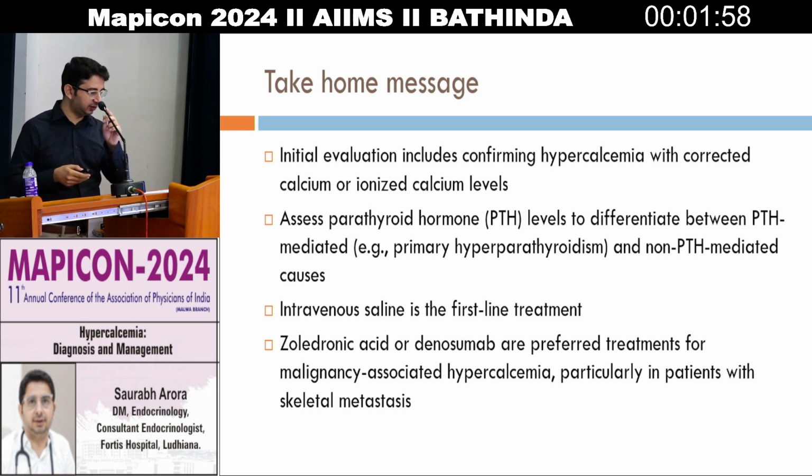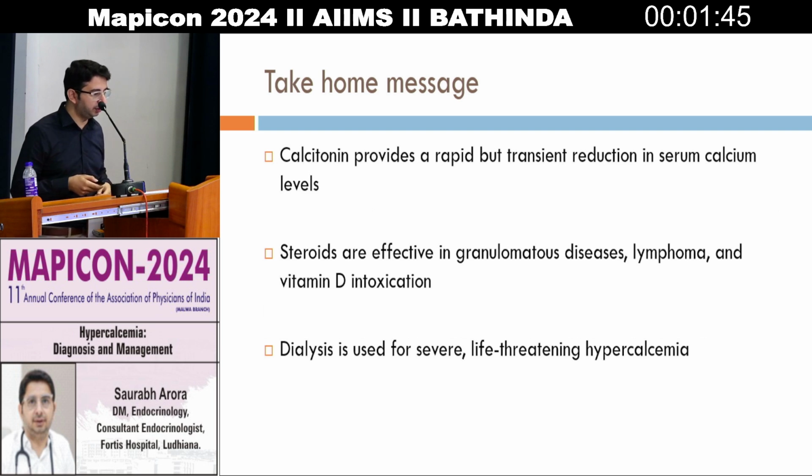IV saline is the first line treatment. Zoledronic acid or denosumab are preferred treatments for malignancy associated hypercalcemia, particularly in patients with skeletal metastasis. Denosumab is considered slightly better in this situation. Calcitonin provides a rapid but transient reduction in serum calcium levels, and tachyphylaxis occurs within 24 to 48 hours.